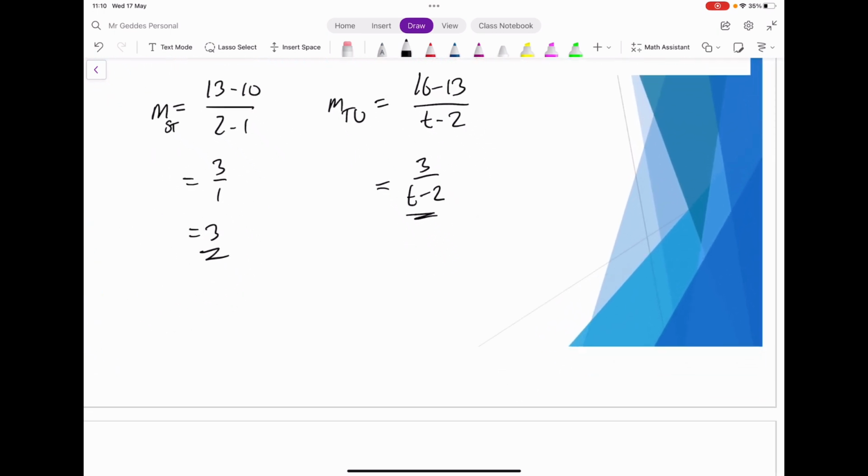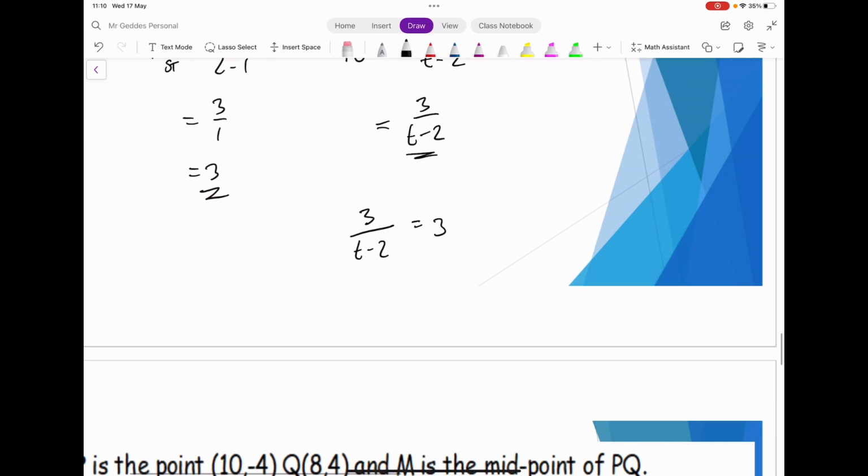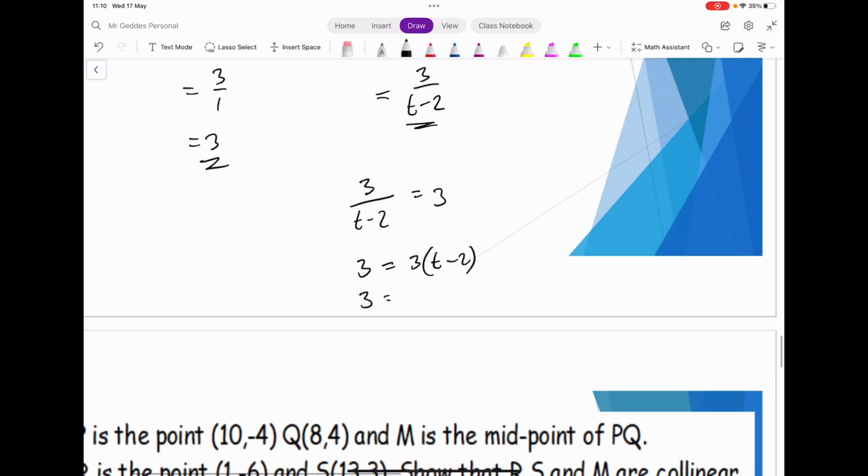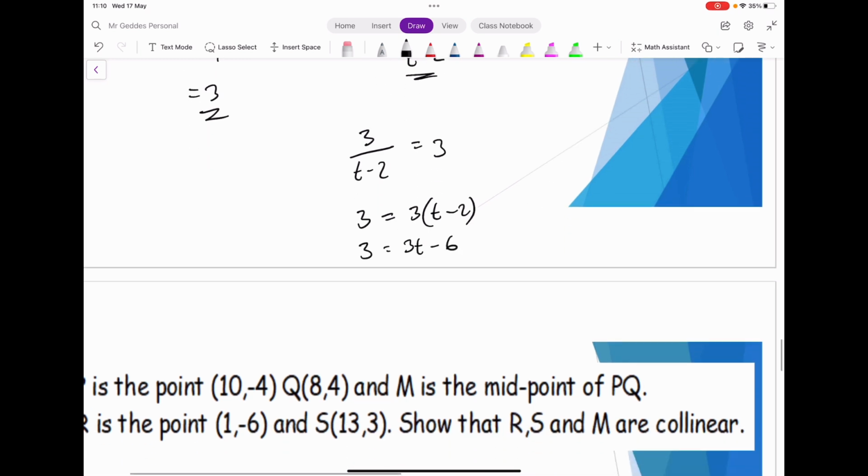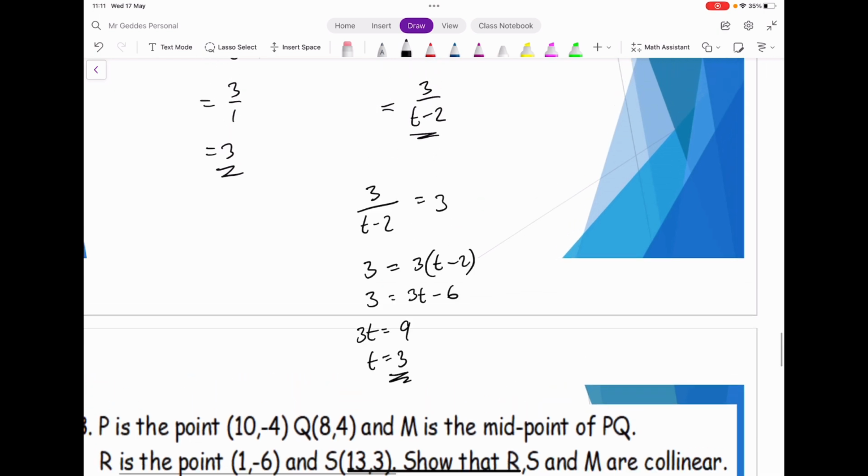We can set them equal to each other, and we'll go 3 over T minus 2 equals 3. We've got a cross multiplying, or times both sides by T minus 2. We'll get 3 equals 3 brackets T minus 2. That's 3 equals 3T minus 6. Expand the brackets. We get 3T equals 9 and T equals 3. Okay.